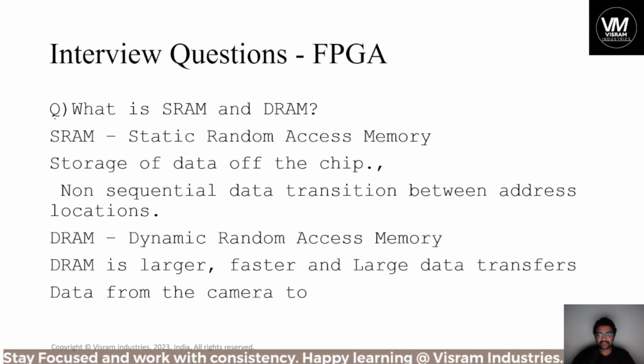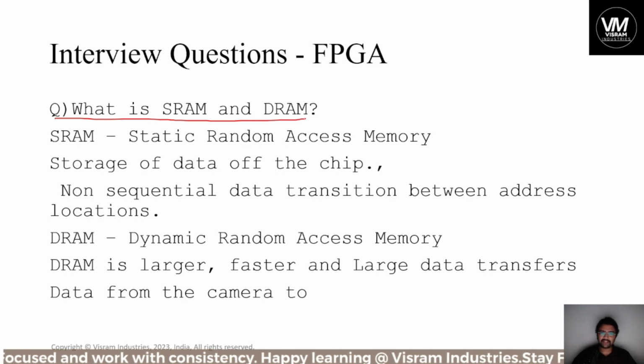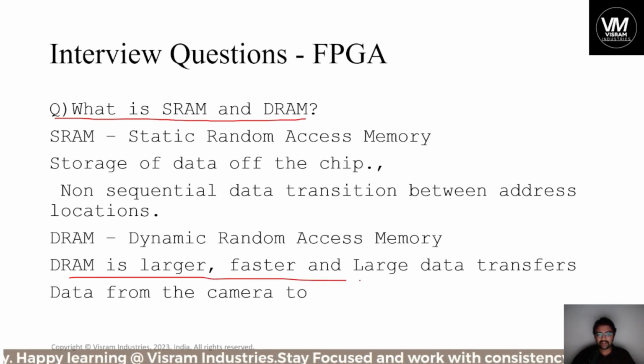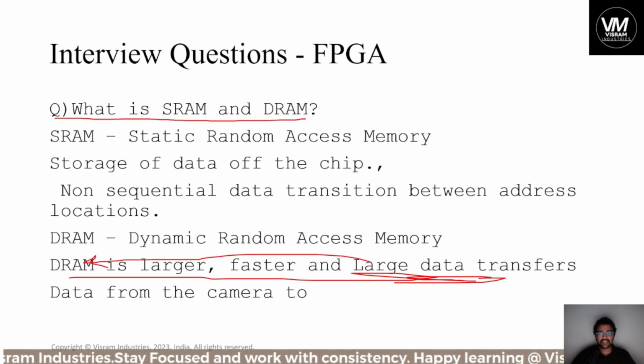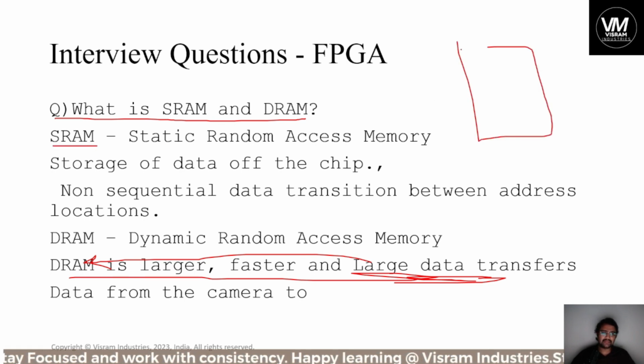And for the next question, what is SRAM and DRAM? What is the major difference? SRAM is static RAM, and DRAM is dynamic RAM. DRAM is mostly used for larger values of data, and it works fast. Whatever large data transfers are required, you can directly use DRAMs for that set of operations in FPGA designs. Whereas SRAM is just a block of memory.